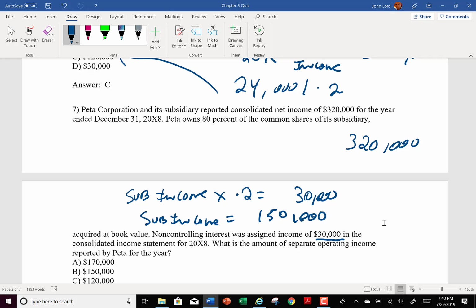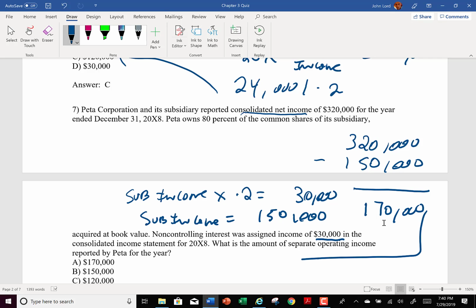isn't it? And since that consolidated net income number includes what? The entirety of the sub and the entirety of the parent. If I simply want to get the parent's, I subtract the sub's income from the consolidated net income, and I'd be left with the parent, wouldn't I? Right here.